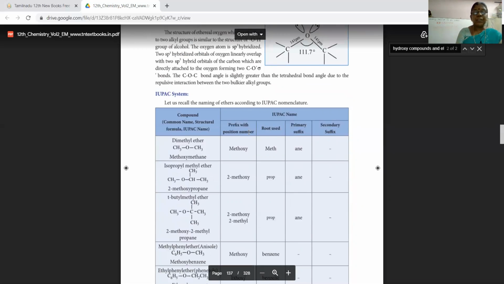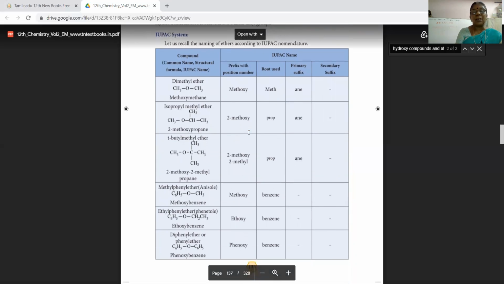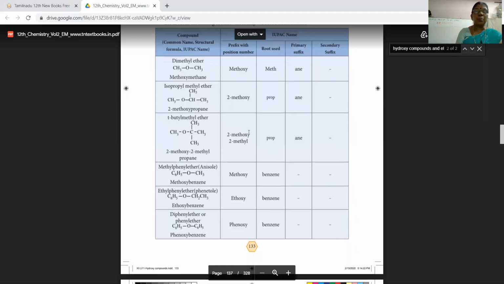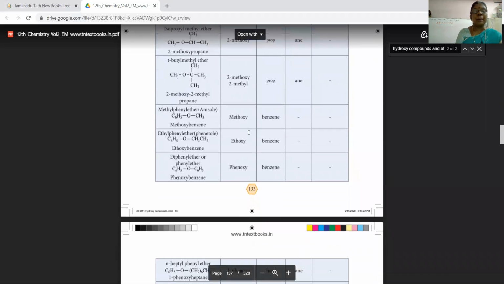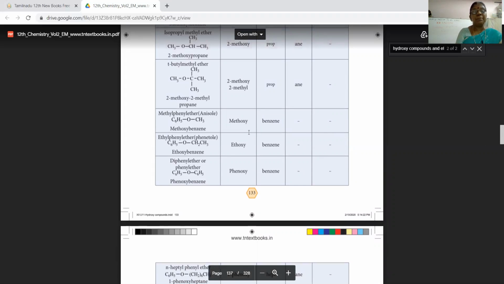Then IUPAC. If two methyl groups are on both sides, that is called methoxymethane. Meth, then oxy, and methane. So methoxymethane. Next, on one side you have meth, and on the other side you have propane. So it is called 2-methoxypropane. And like the same, the next is 2-methoxy-2-methylpropane. And if it is aromatic, we have methyl phenyl ether, that is also called anisole, methoxybenzene.